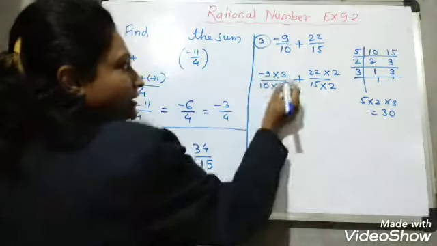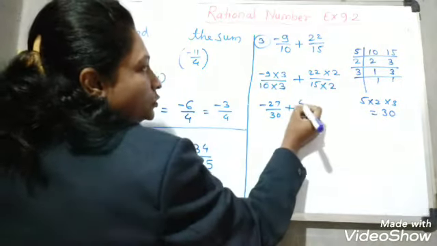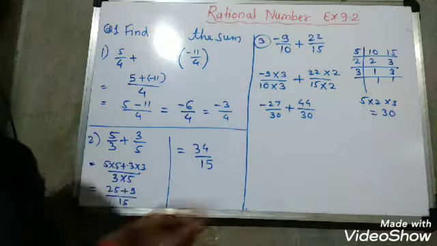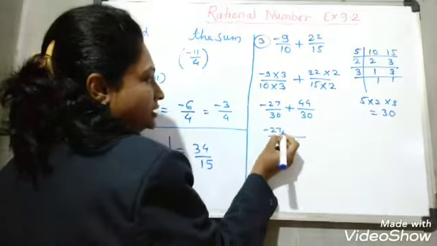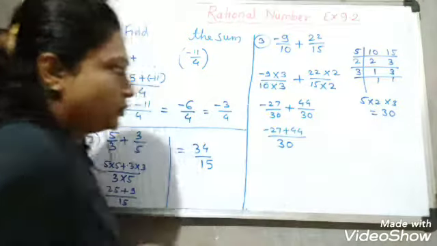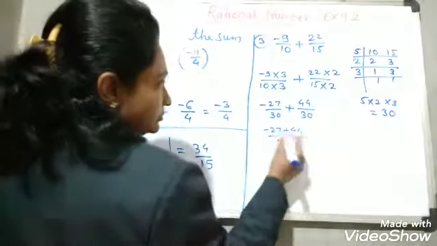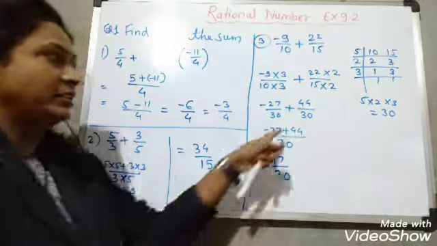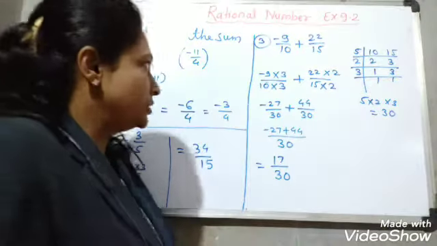So you will get 9 3s are 27 upon 30 plus 22 into 2 is 44 upon 30. Now we know that the denominators are the same, so we can add only the numerators. So minus 27 plus 44. Now इनका subtraction करना है. Why? Because they have different signs. So what will you get here? You will get 17 upon 30. Why? Because we give the sign of the bigger number. So it is plus 17 upon 30. This is the answer. Okay, students.